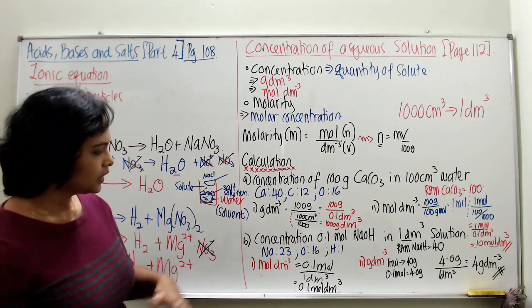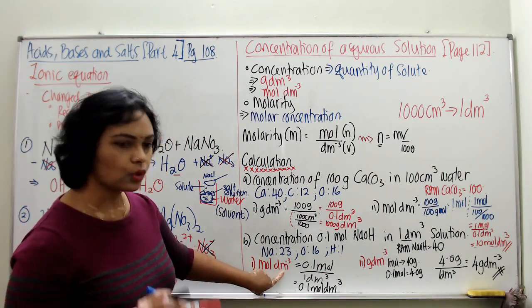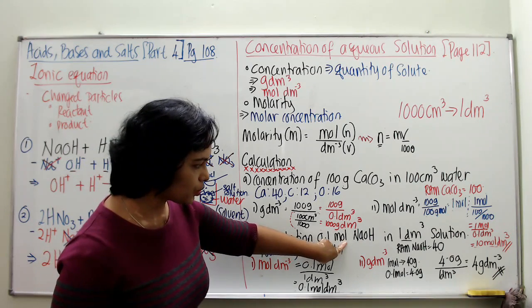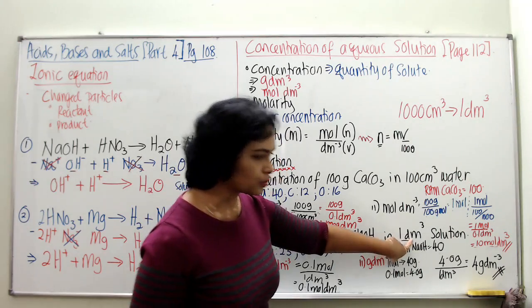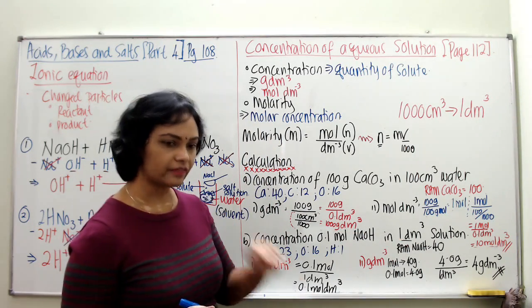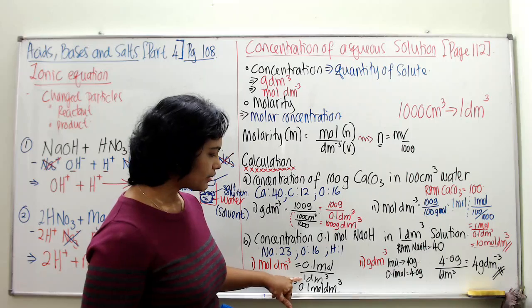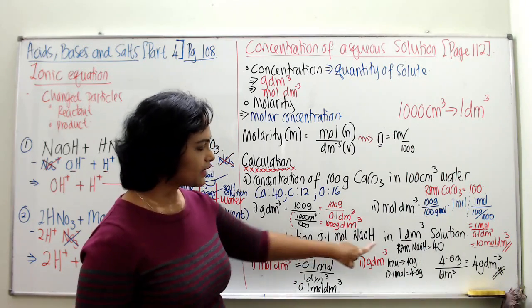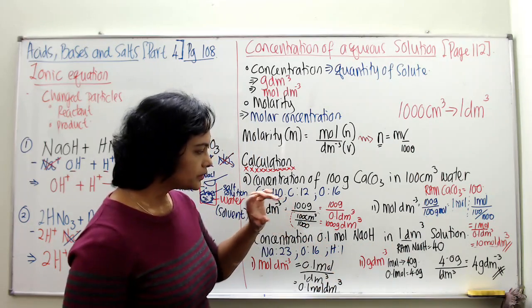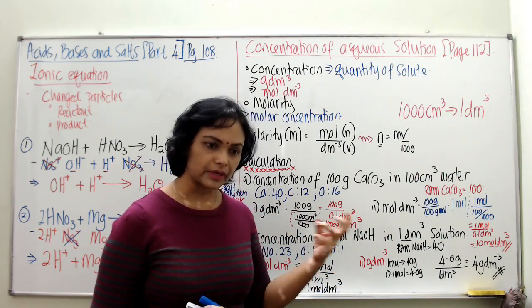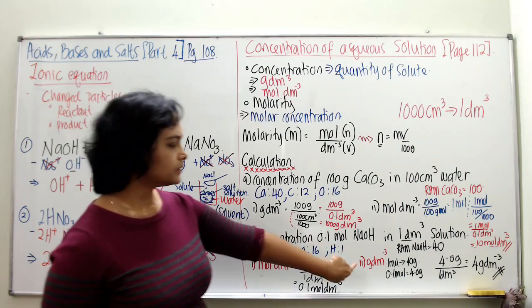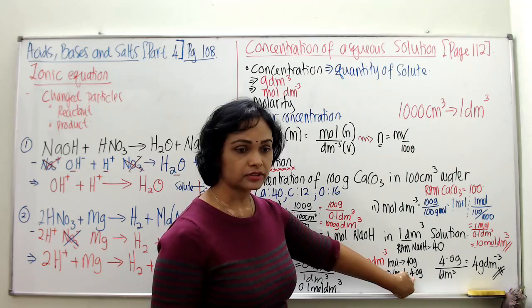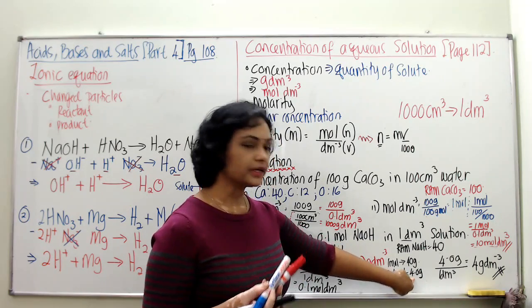Now, mole per dm cube, you don't have to do anything. Why? Because look at the question. 0.1 mole with 1 dm cube. So straight away you just divide it. Mole, you divide with 1 dm cube, 0.1 mole per dm cube. Now let's look at, now they are asking in the form of gram per dm cube. So you have no choice but to change your mole into gram. So how would you do this?